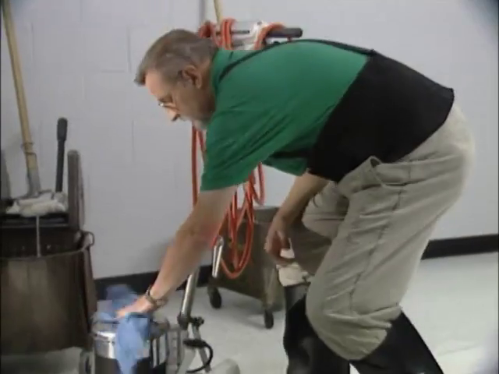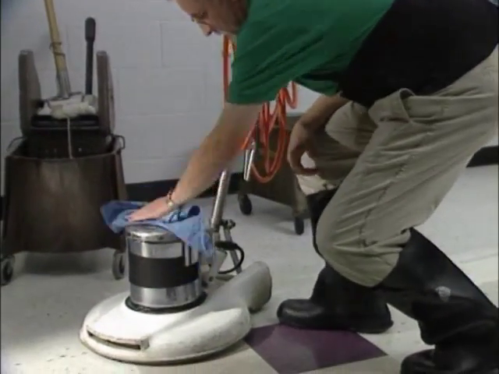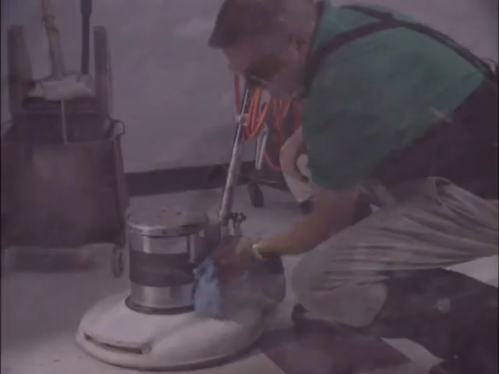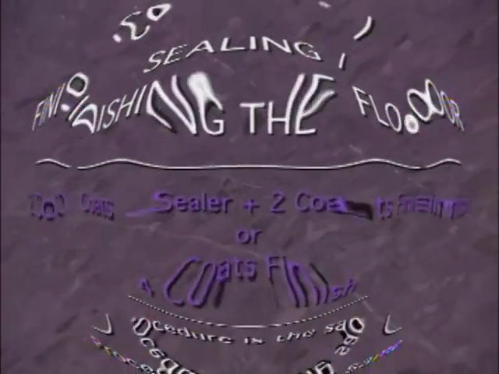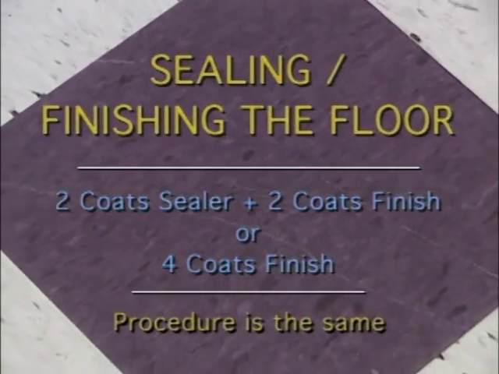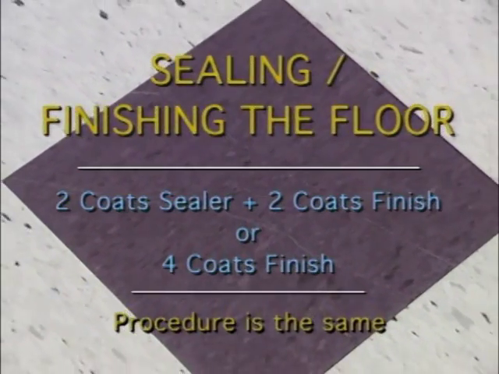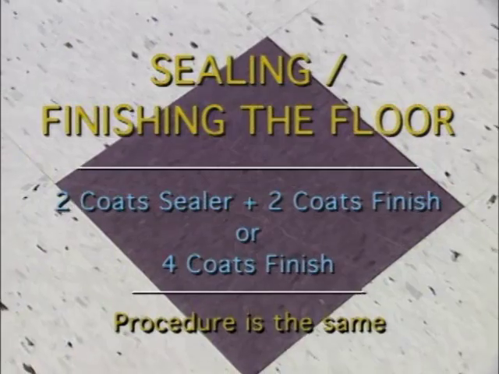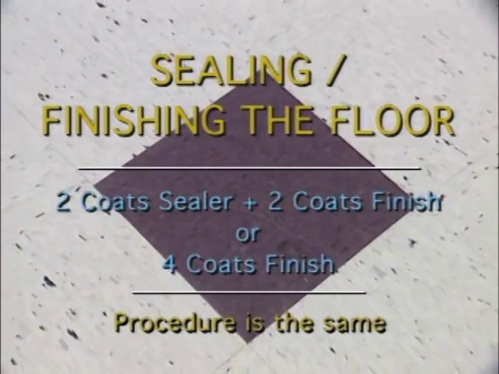Clean all your equipment thoroughly and store each piece properly in the custodial closet. The next step involves sealing and finishing. Whether you apply 2 coats of sealer and 2 coats of finish, or skip this process and apply 4 coats of finish, the procedure is the same. Check with your supervisor on the number of coats you should apply.